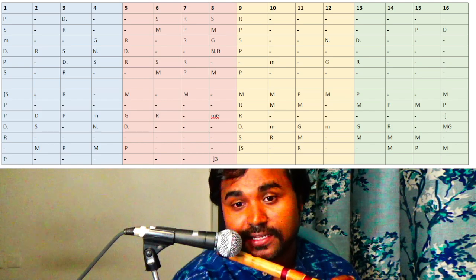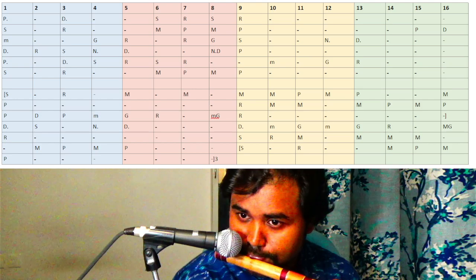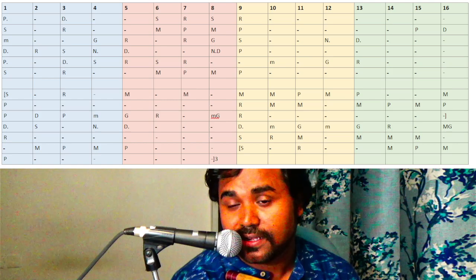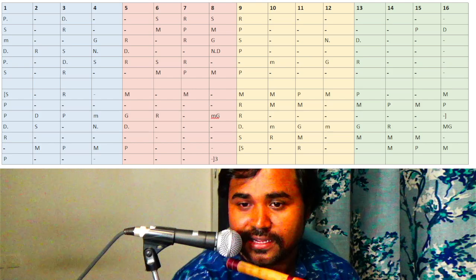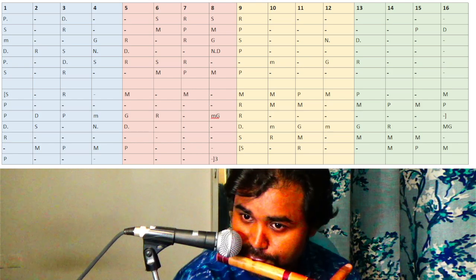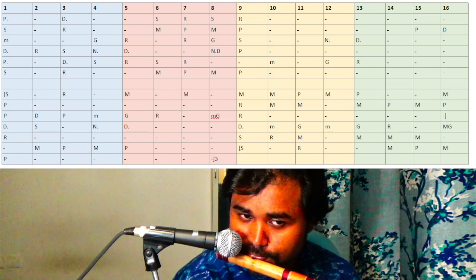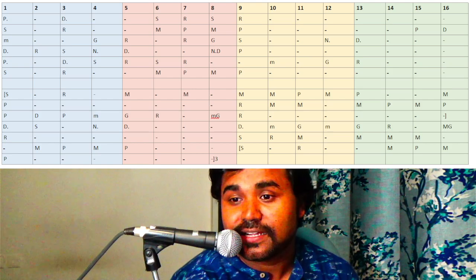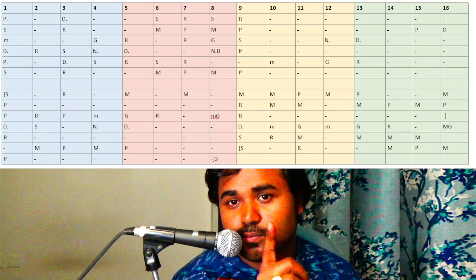Dha Sa 1 Ni Dha 1 2 3. Dha Sa Ni Dha Dha Ma Ga Re Ma Ga Re. Dha Sa Ni Dha 1 2 3 Dha Ma Ga Re Ma Ga Re. Okay, in the notations by mistake I have given Tivra Ma, it will be Shuddha Ma only.